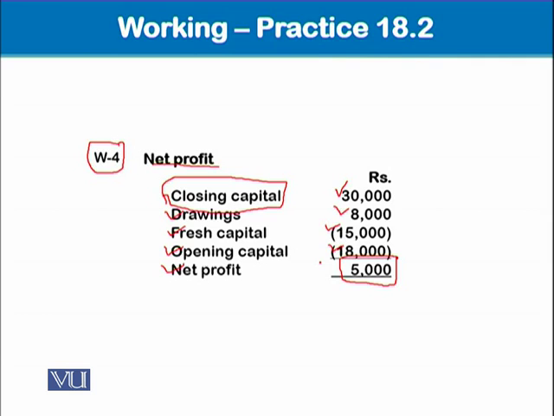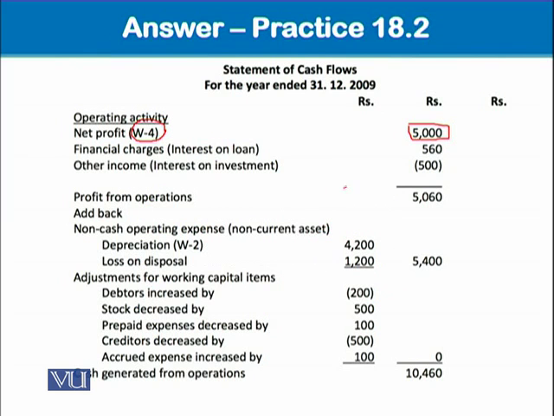Once we get this net profit figure, we place it over here to start working to calculate operating activity. Remember that this is the indirect method that we will be using in this question. We will add financial charges and subtract other income to get profit from operation. As I have discussed with you earlier, if we have this profit from operation figure, put it directly over here and start the question. But if we don't have it, then we have to work out this profit from operation figure.